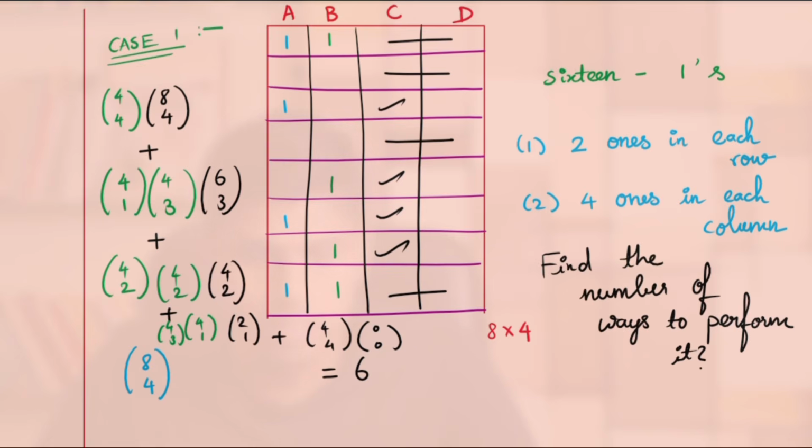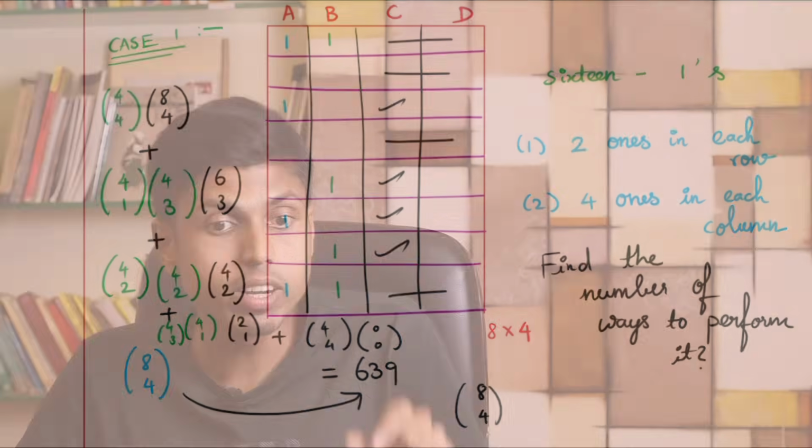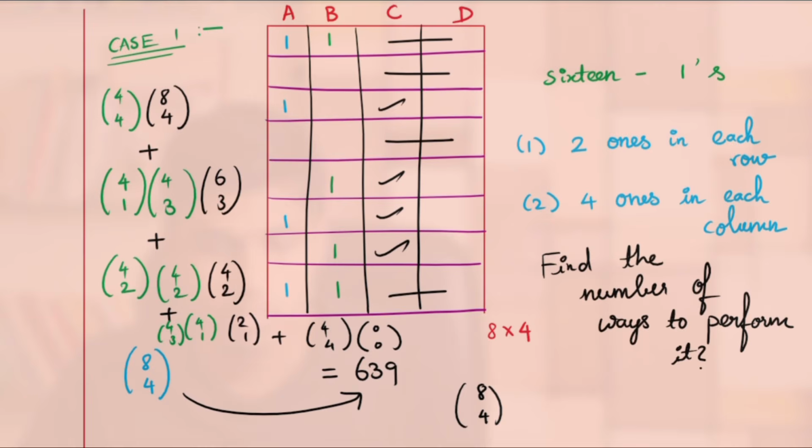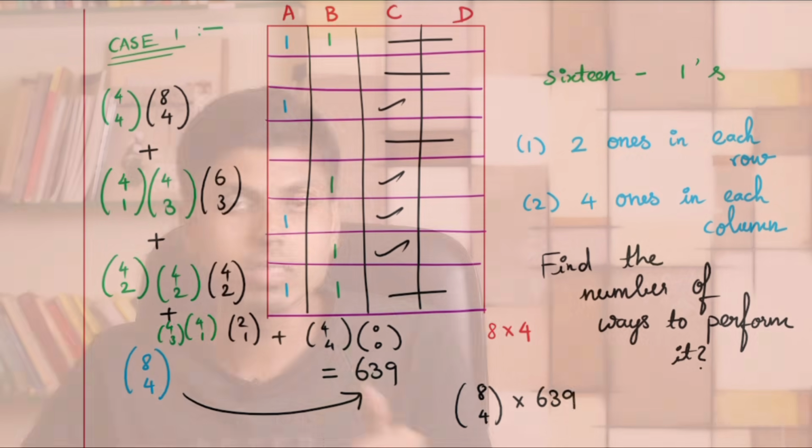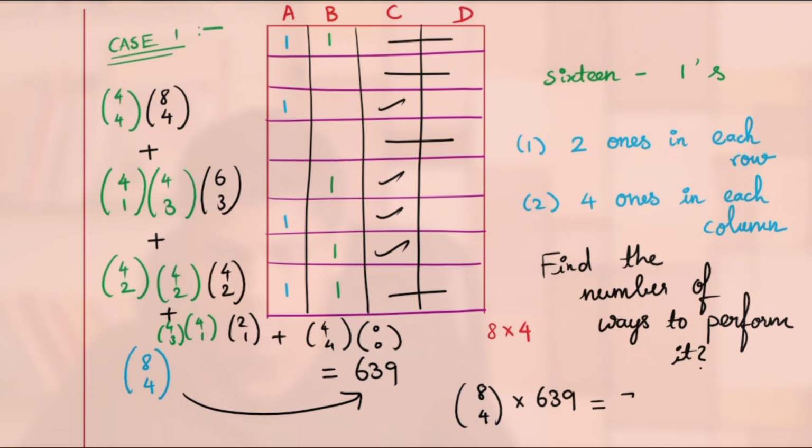Upon computation, you get 639, and now you have to multiply it with 8 choose 4 because that's the number of choices for the first column. We filled up the 3 columns in 639 ways for a particular given configuration of the first column. So this is just 8 choose 4 times 639, considering all the cases. And that's 70 times 639, which is equal to 44,730. This is the number of ways in which you can fill up the 8 by 4 table.